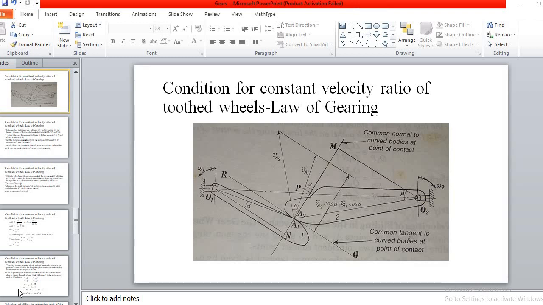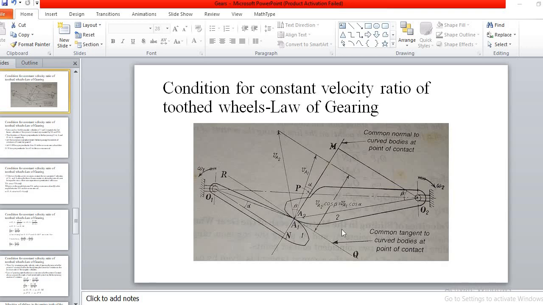Those are engaged. These two curved bodies represent the first gear and the second gear. They are engaging with each other, and the first curved body rotates about center O1 with angular velocity omega 1. The second curved body rotates about center O2 with angular velocity omega 2. Both angular velocities are different, as both are engaged with each other, and the directions of the angular velocities are different.